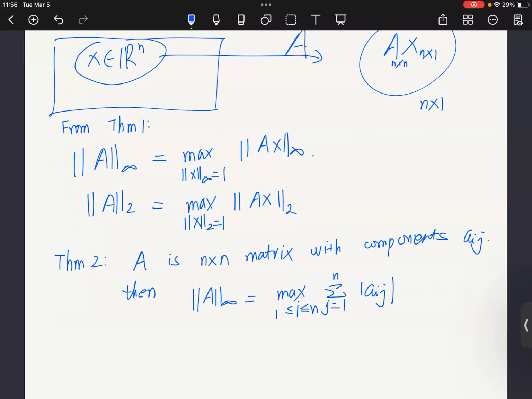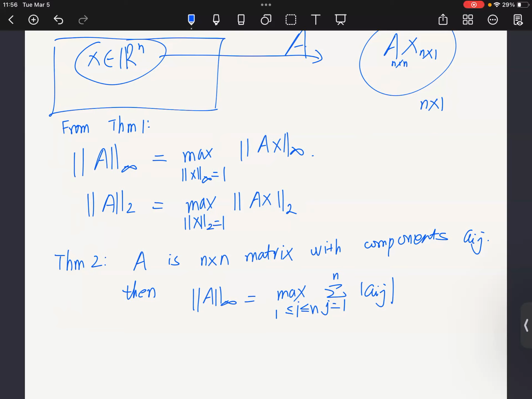And I memorize this theorem in this way. Infinity is in this horizontal direction, and we do the sum in this direction, and that's the row. So you can just look at the infinity, and that's the row. We take the sum of each row, and then take the maximum among all the rows. This is how I memorize it.